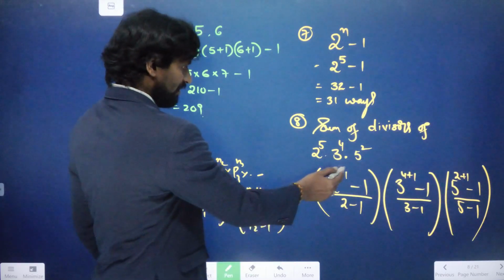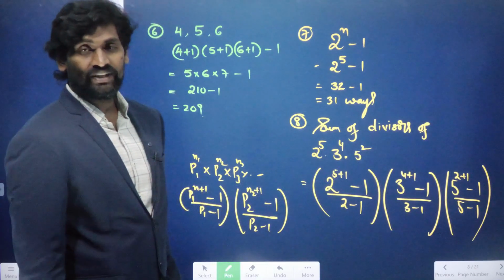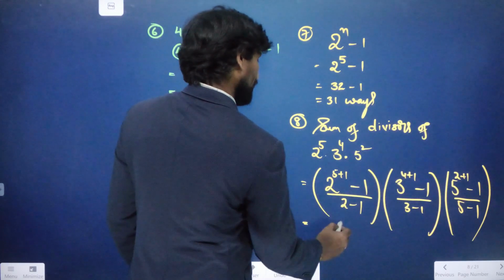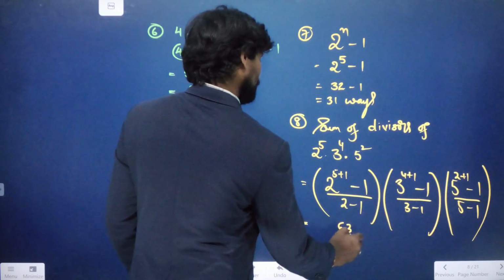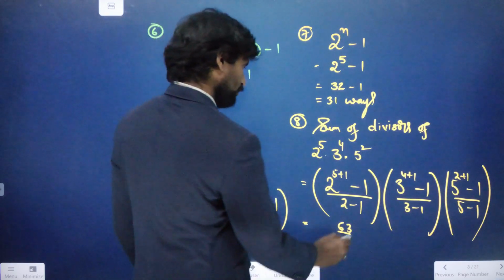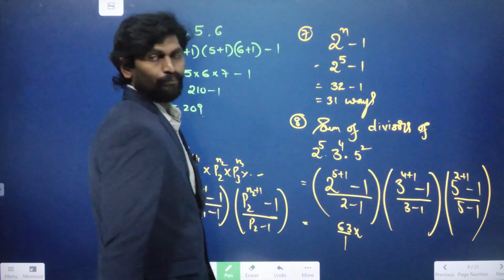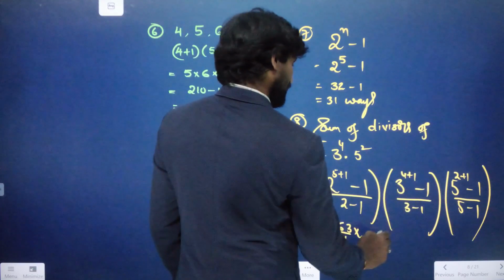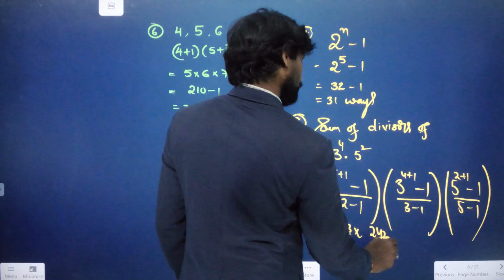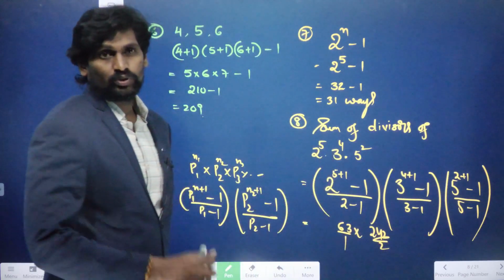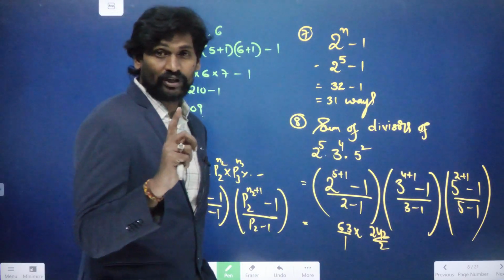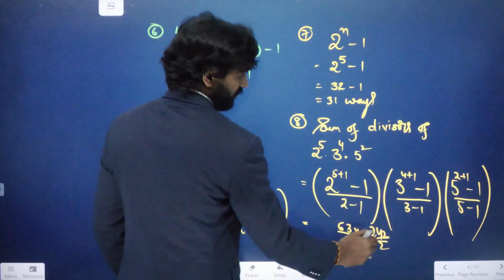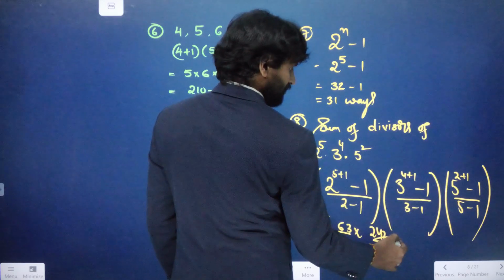So 2 power 5 plus 1 means 2 power 6, whose value is 64. 64 minus 1 is 63, 63 by 1, since 2 minus 1 is 1. Next 3 power 5. 3 power 5 value is 243, minus 1, 242 by 2. Am I right? 3 power 4 is 81, 81 into 3 is 243. 243 minus 1 is 242. Denominator is 3 minus 1, 2.